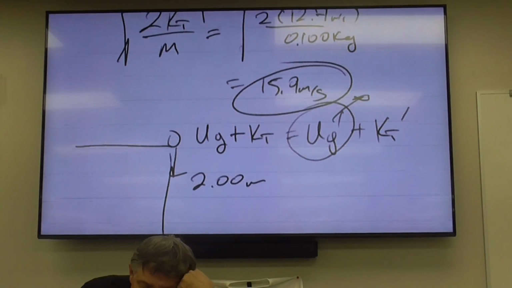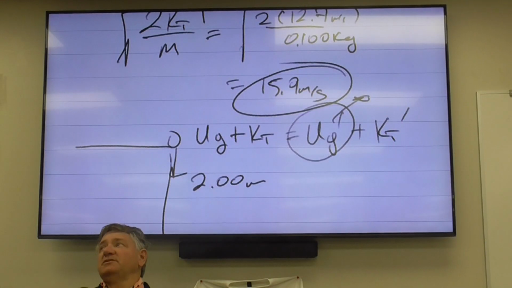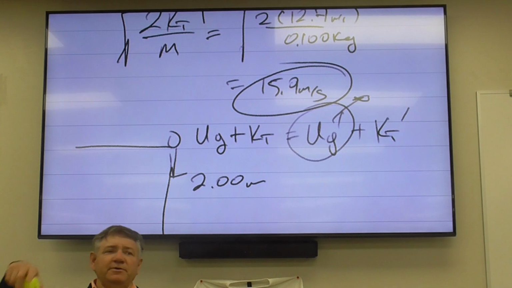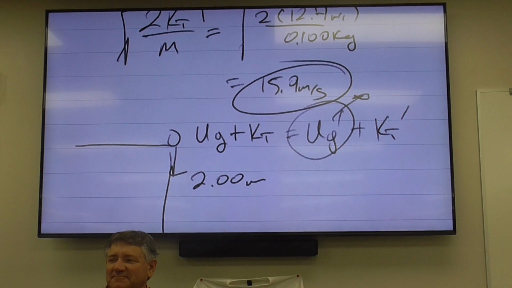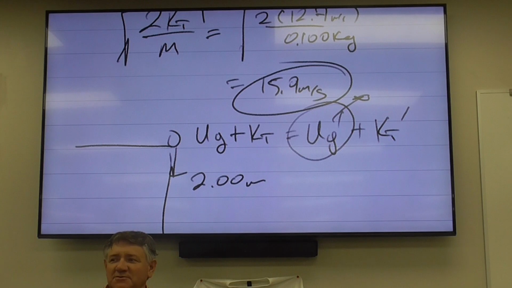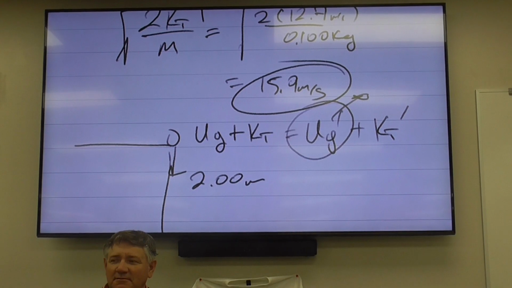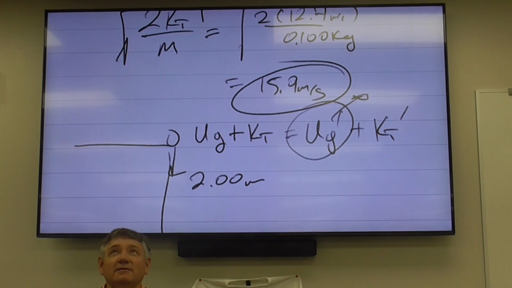if I throw it up in the air, is the velocity when it lands going to be bigger or smaller than 6.26 meters per second? It'll be greater. You say that with no confidence. Greater.